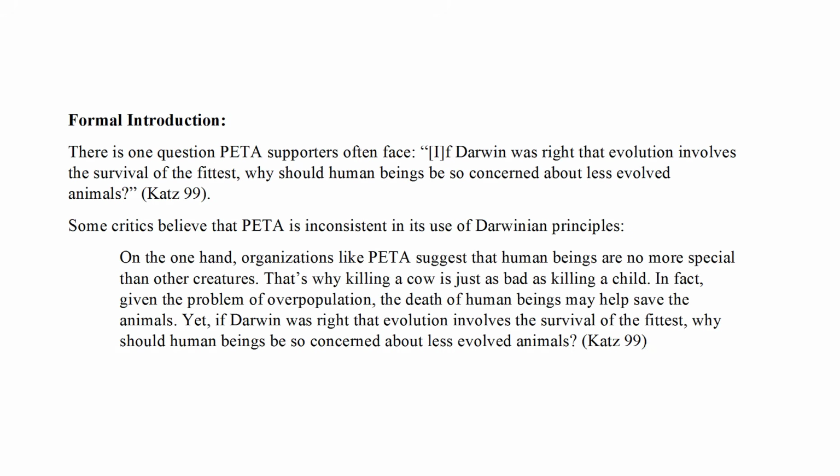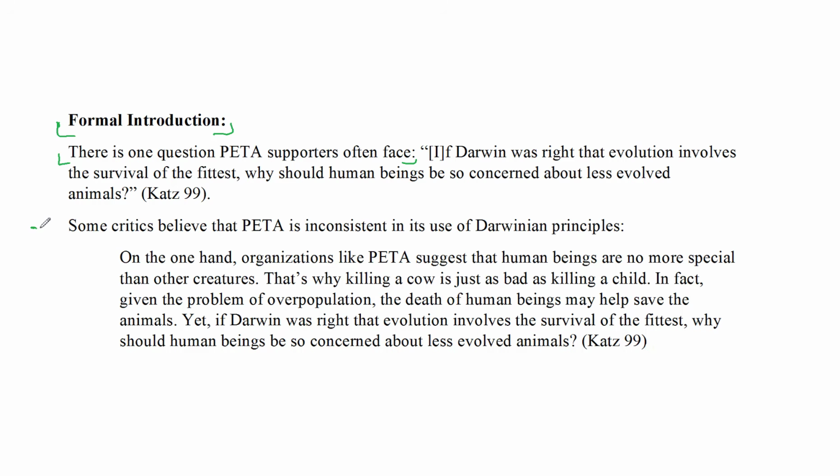The second pattern we'll have a look at here is what's called the formal introduction. As the name implies, this is a signal phrase that has a little bit more weight to it. It's a signal phrase that's often longer. It doesn't have to have that verb of expression in it, but it's a kind of statement. It often summarizes the quotation which follows afterwards. So you can see here that we have said there is one question PETA supporters often face, and then the quotation is that exact question.